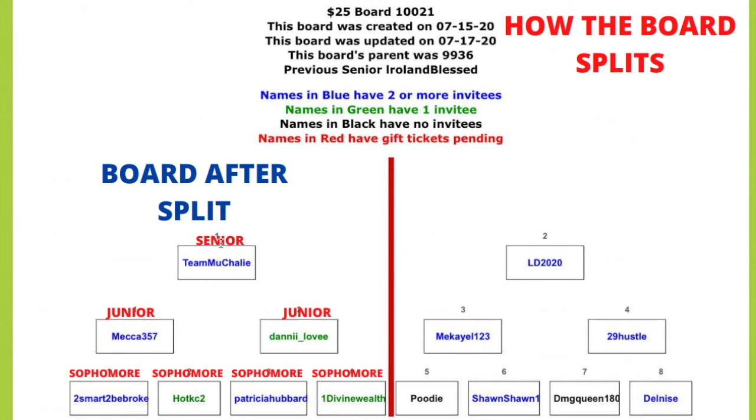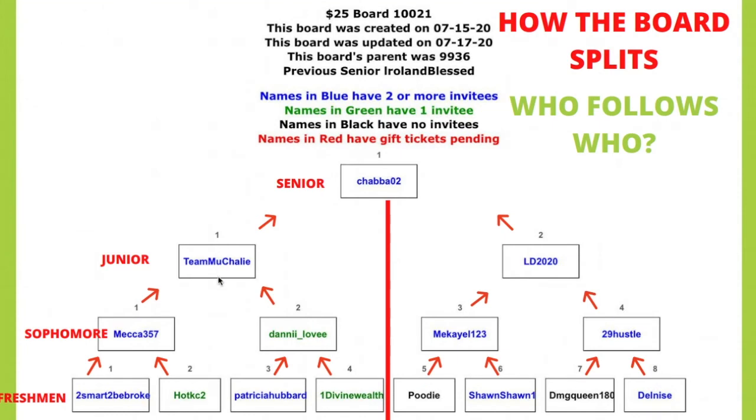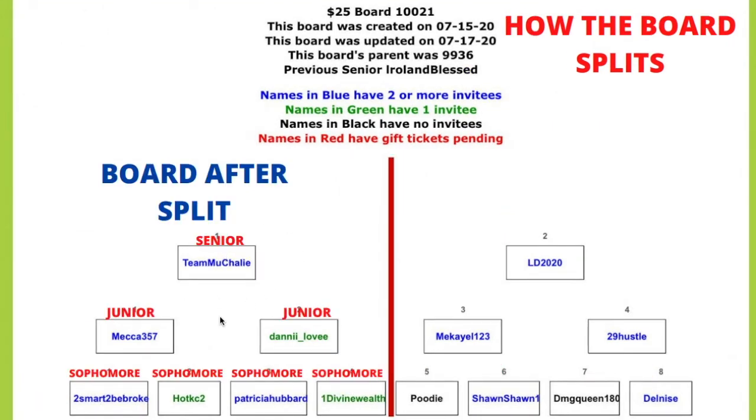So if you can see, let's go back to this last one. You can see where we're at right now. But now when I remove that senior that was at the top right here, you can see that this left side is already in order for another board. So that means Team Muchali will be the senior, Mecca 357 will be a junior, and Danny Love will be a junior on the right side. All these sophomores will be up under them, and then there'll be 8 people ready to get on.